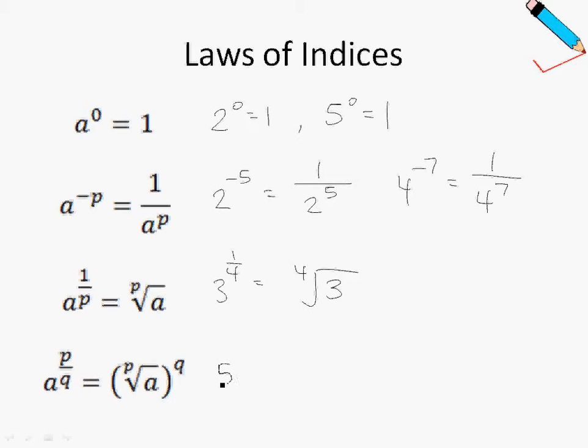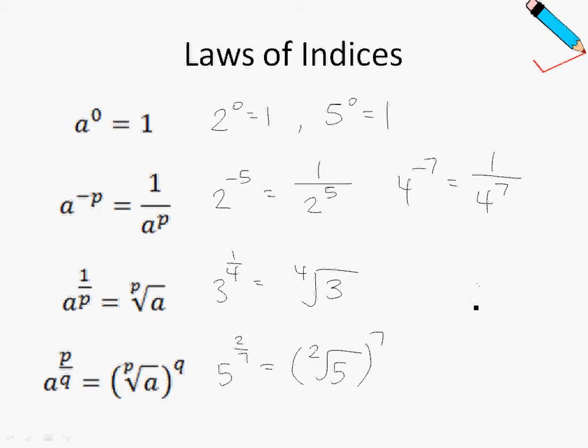Let's say we have 5 to the power of 2 over 7. If I want to apply law number 4, I need to first identify my a, my p, and my q. So a is just 5, p in this case is 2, and q is 7. So this can be written as the 7th root of 5 to the power of 2. Since a is 5, I write my 5 here, p comes outside, so I write my 2 over here, and finally q, which is 7, goes over here. I know rule number 4 is a little bit tougher.